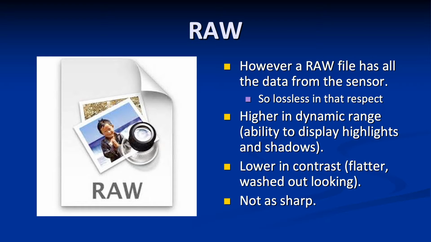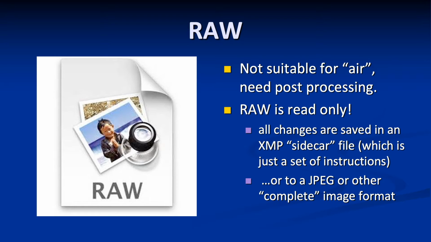RAW is higher in dynamic range because, of course, nothing's been done to the file. The dynamic range of a RAW file equals the dynamic range of the sensor itself, more or less. Lower in contrast, the files that come out of RAW are flatter and washed out, and they're not as sharp because they haven't been processed. If you convert a RAW file in a player, you're going to see a lot of the data that is added by compression schemes, such as the sharpness and the edges, missing, and you'll have to add that yourself. RAW is not suitable for air. In other words, you can't just simply take a RAW file and present it. You're going to have to do some post to it.